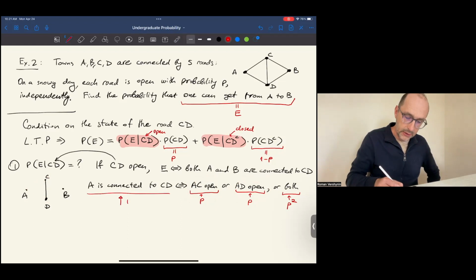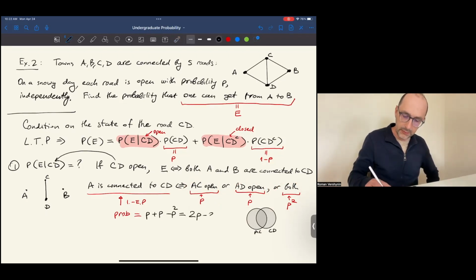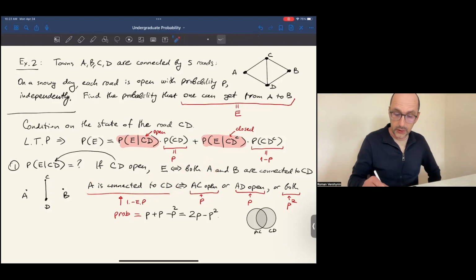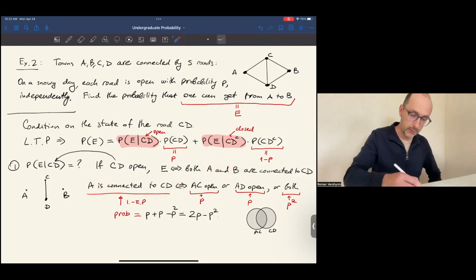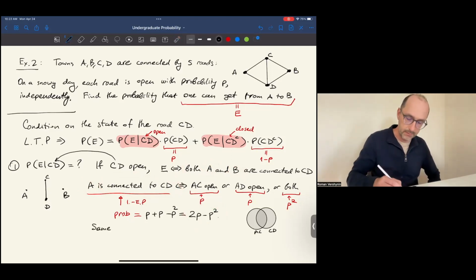Therefore, by the inclusion-exclusion principle, the probability that A is connected to the road CD equals P plus P minus P squared, which is 2P minus P squared. We computed the probability that A is connected to the road CD. Similarly, we can compute the probability that B is connected to CD. And the probability would be the same, 2P minus P squared.